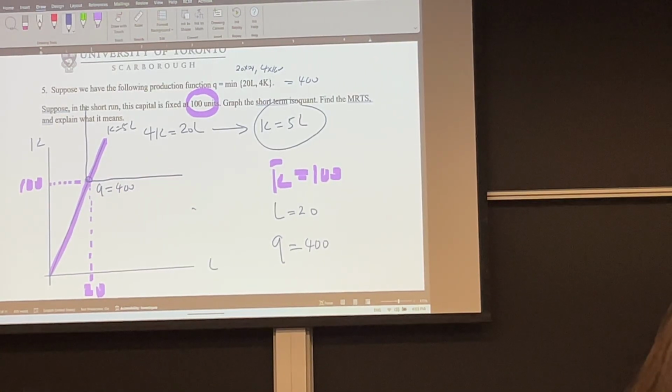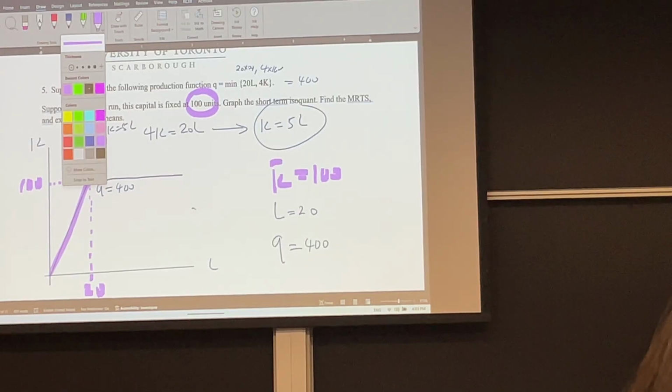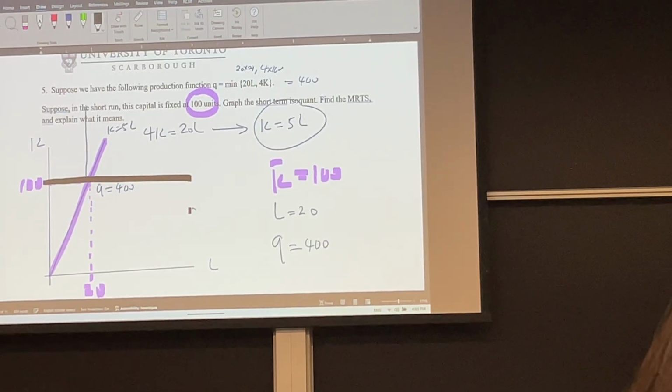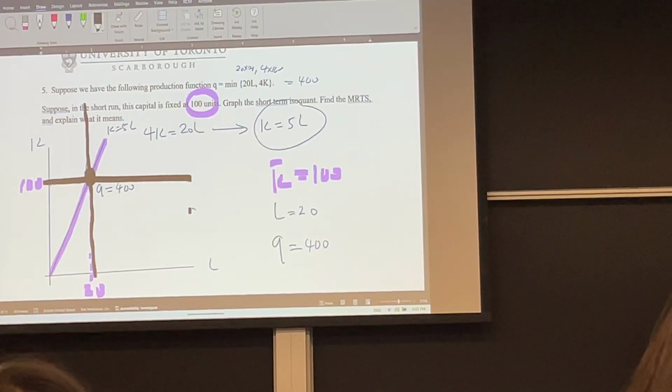If you fix the capital, see, this is what we did. We fixed the capital. That forced you to use 20 labor. And that forced you to produce 200. There is no other efficient production. Yep. How is Q 400?